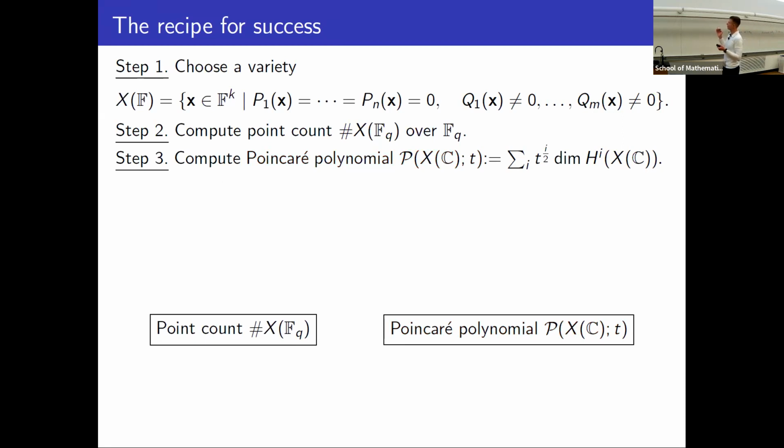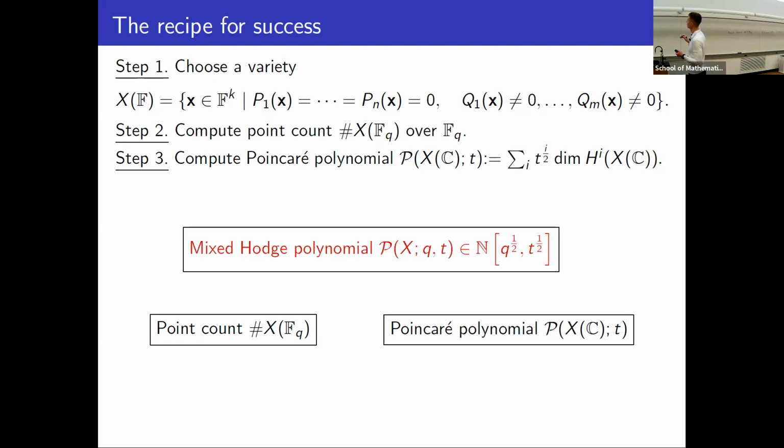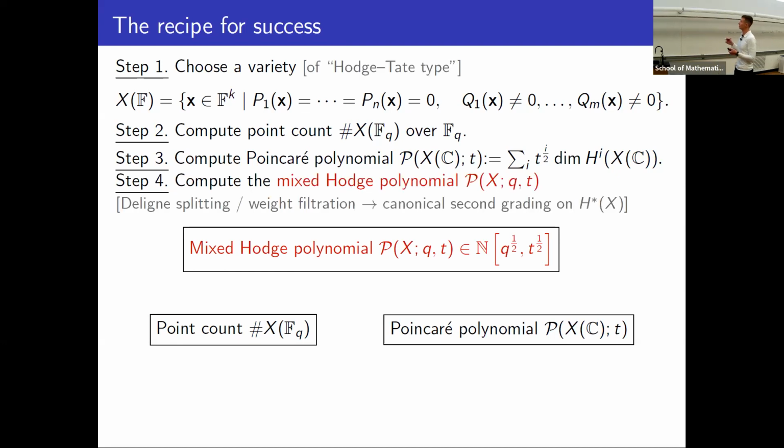The actual other thing I want to compute is something that sits on top of those and has a complicated name. The mixed Hodge polynomial is just a polynomial. The Poincare polynomial has a square root of t, but this one has a square root of t and a square root of q. Other than that, it's just a polynomial with positive integer coefficients. Step 4 for me is going to be to compute this polynomial. It has a pretty complicated definition coming from algebraic geometry. But one cool thing about it is that it's canonically assigned to your variety. Cohomology is canonically assigned, but there is secretly a second grading on the cohomology, which gives you more information. I'm not going to define it.